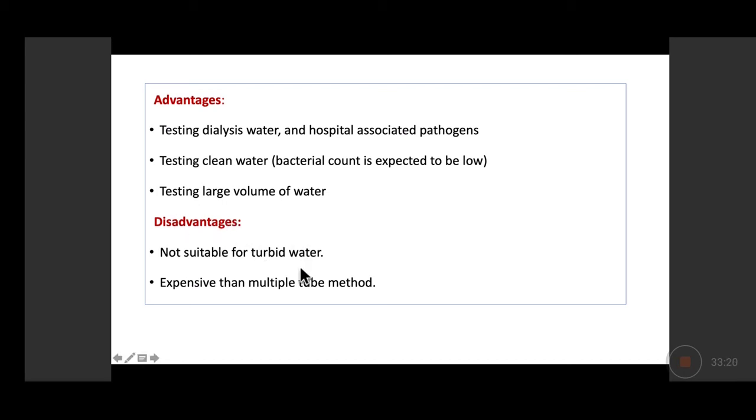And the disadvantage is it is not suitable for turbid water, because then too many colonies will grow on the membrane, and it will be very difficult for us to count the colonies. So then we will have to dilute it. So when numerous colonies grow, then we say that it is too numerous to count. Okay, then we will have to dilute that water again and again and test it. And also it is more expensive than the multiple tube method. So these are the disadvantages of the membrane filtration method.